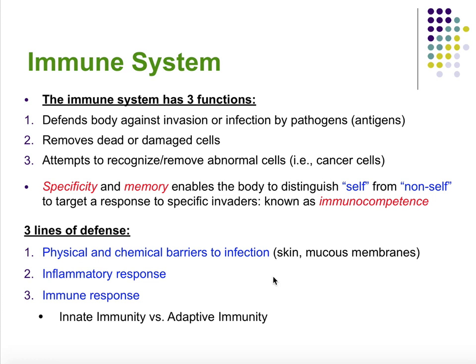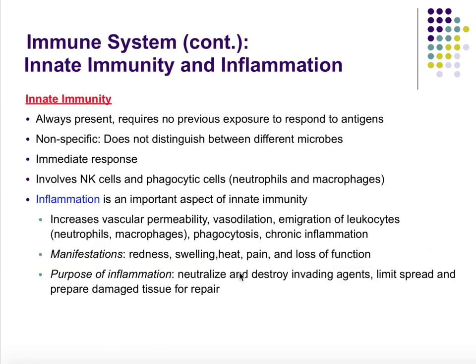And for the immune system, again, we will discuss both innate and adaptive immunity. So in innate immunity, this is innate, so it is always present. It doesn't require a previous exposure to the antigen to work, and it's non-specific. So it doesn't distinguish between different microbes. If it sees something as foreign, it will respond. So the response is very quick, so it's an immediate response, and it involves your natural killer cells and your phagocytic cells like your neutrophils and your macrophages.